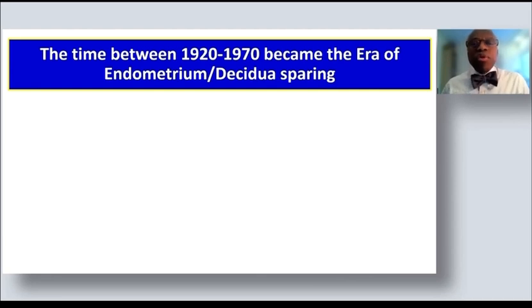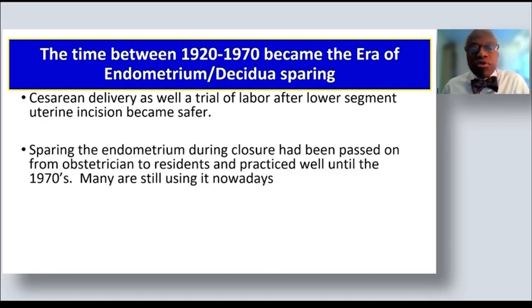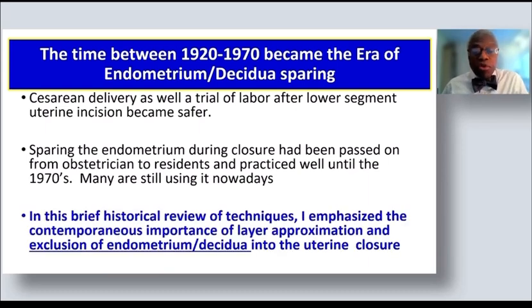The time between 1920 and 1970 became the era of endometrium or decidual sparing. Cesarean section, as well as a trial of labor after lower segment uterine incision, became safer. Sparing the endometrium during closure had been passed on from obstetricians to residents and practiced well until the 1970s. Many are still using it nowadays. In this brief historical review of techniques, I emphasize the contemporaneous importance of layer approximation, as well as the exclusion of endometrium decidua from the uterine closure.